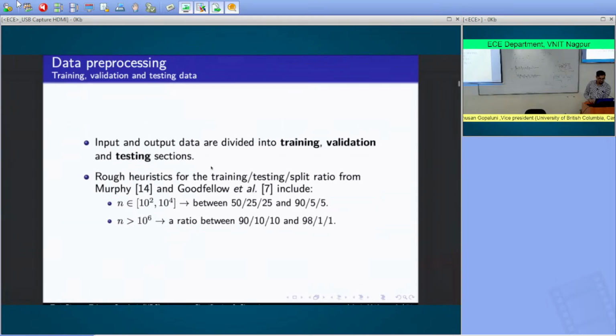Now, some of you probably know the difference between training, validation, and testing. Can anyone here explain to me the difference? Training, validation, and testing. What's the difference between them? Yeah, go ahead.